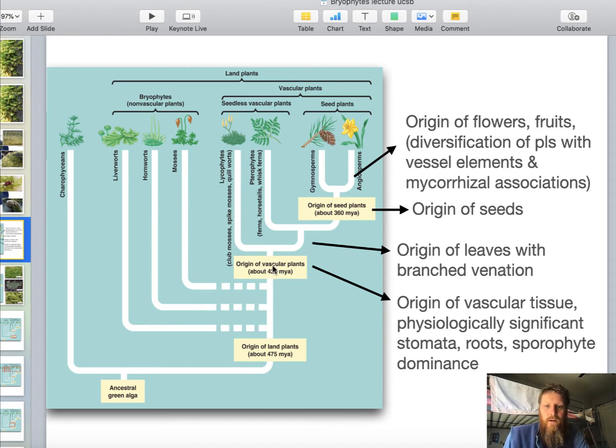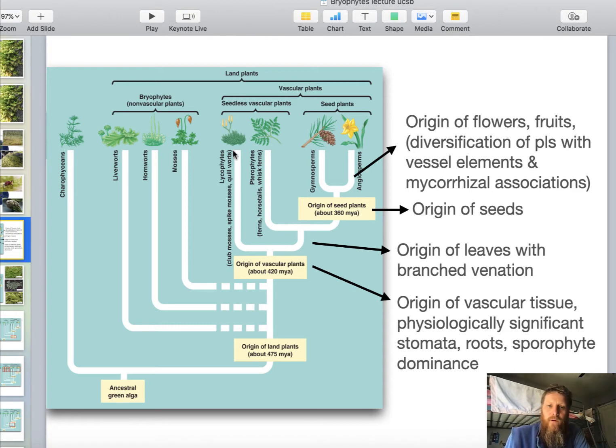So somewhere around in here was the origin of vascular tissue, or at least one of the origins of vascular tissue, which we'll talk about, and also physiologically significant stomata. Bryophytes actually do have stomata, but it's on the sporophyte generation, so they're not really important. And then you also get the evolution of roots and of sporophyte dominance. So in the alternation of generations, there's a haploid generation and a diploid generation, and this is where the diploid generation becomes dominant.